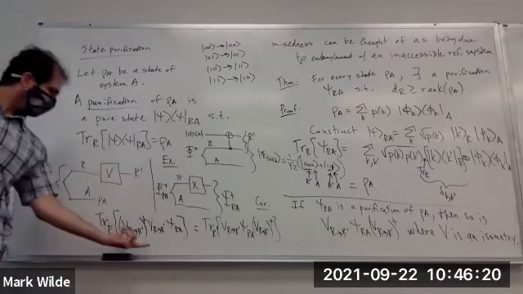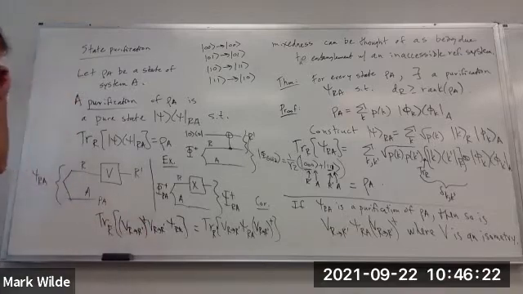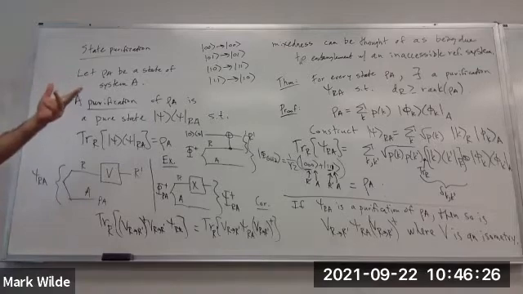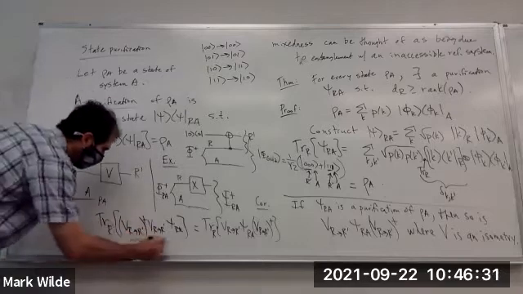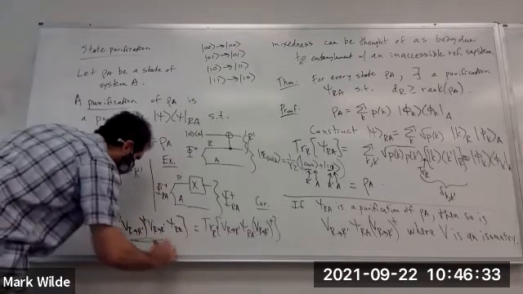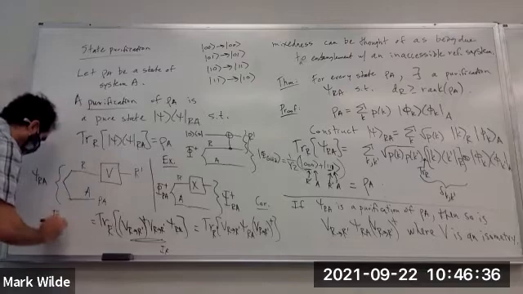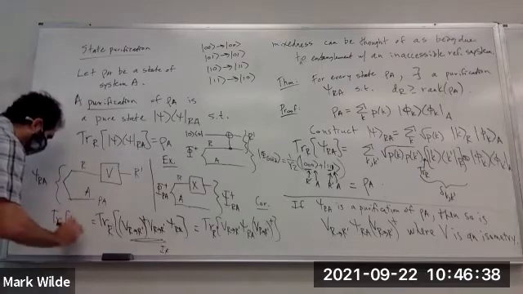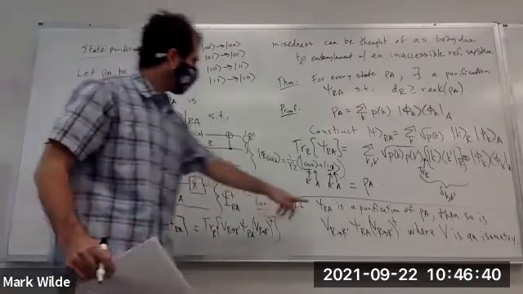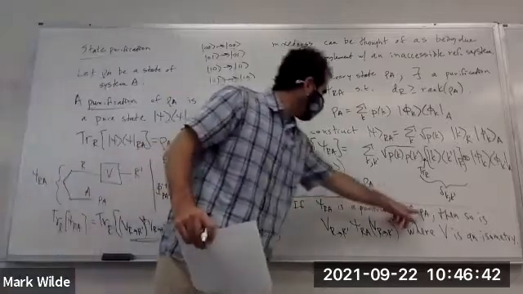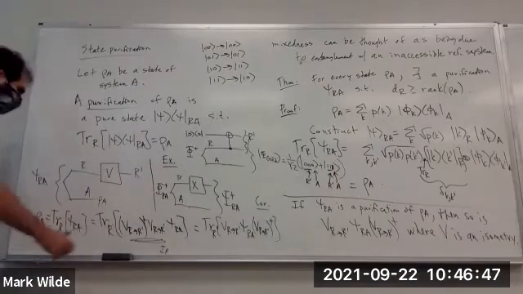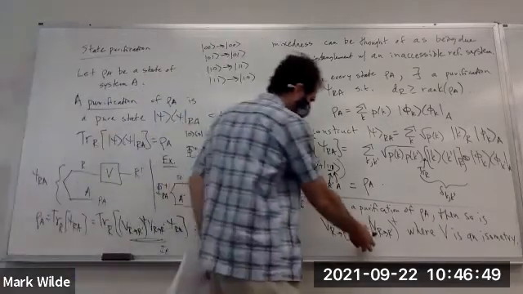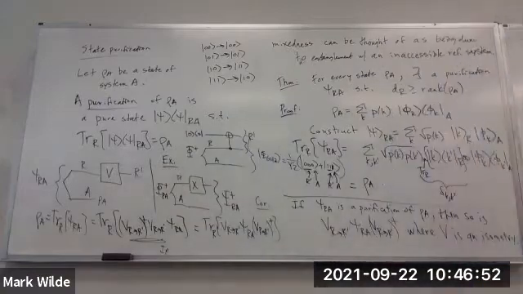All right, so what property of isometries can we use? The defining property of an isometry. That's right. This right here is equal to the identity on the reference system. So then it's the trace over R of psi RA, and by hypothesis, psi RA is a purification of rho. So that shows that this claim is true. That's the end of the proof.